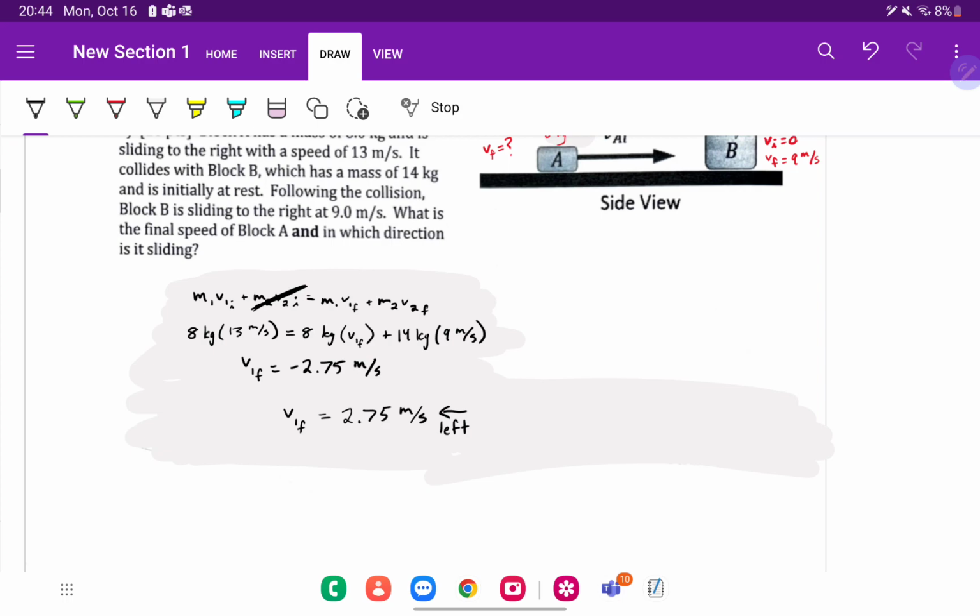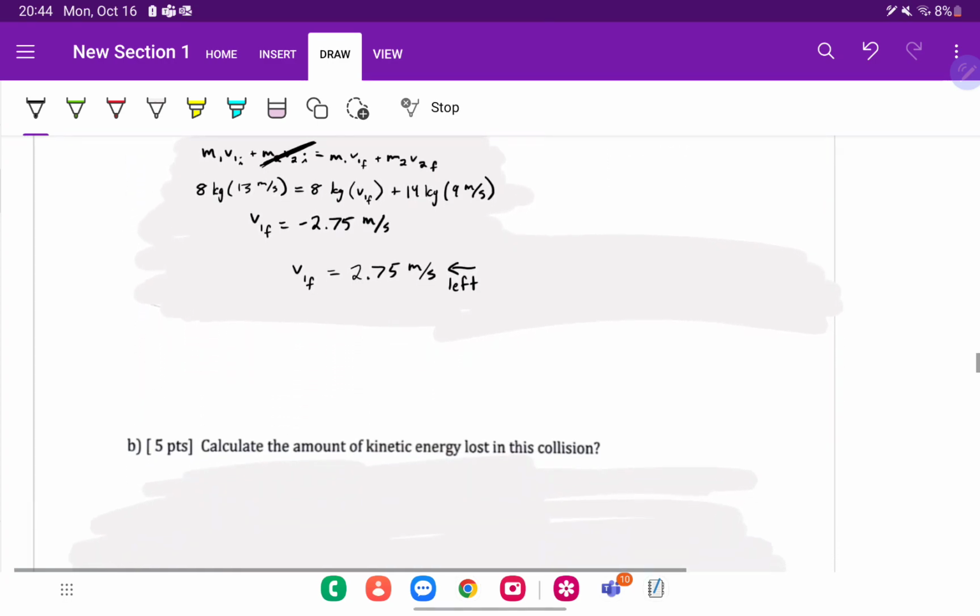Because it's not moving negative 2.75 to the left. It would pretty much negate the fact that you said it was going to the left. If it's going to the left, make it a positive number, and just take care of the negative sign by stating the direction rather than dealing with accidentally negating your direction.